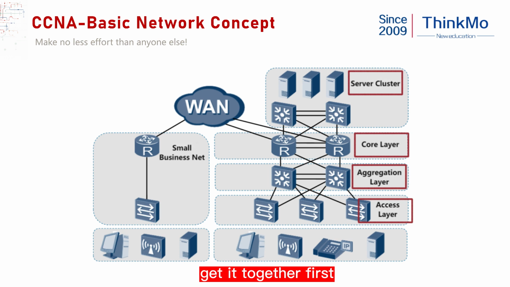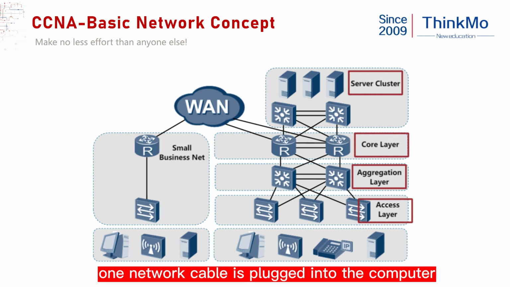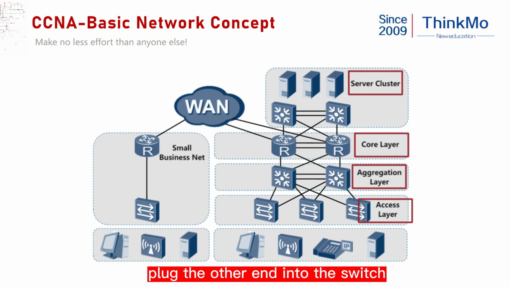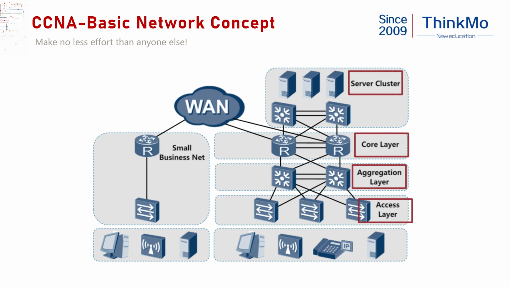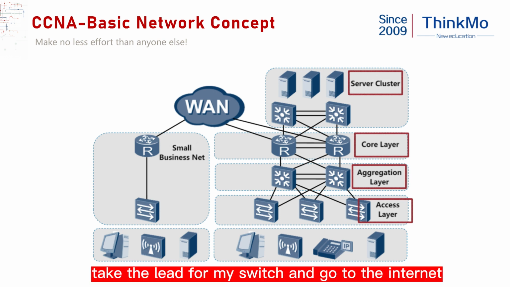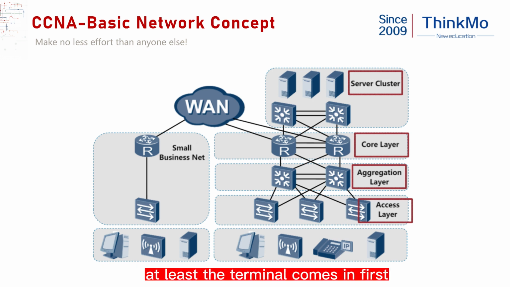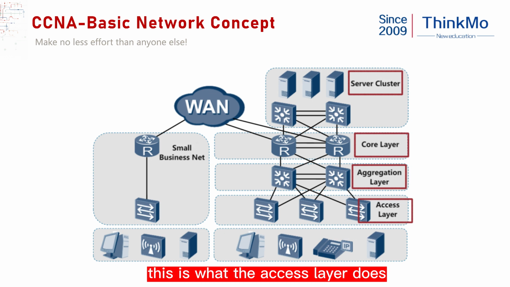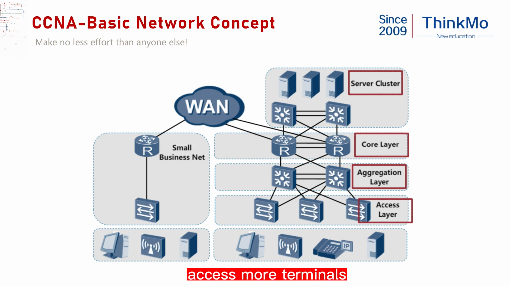Get them together first, then connect them to an access switch. One network cable is plugged into the computer, and the other end is plugged into the switch. Just hook it up first. Later, my data traffic will go out from my switch to the internet. At least the terminal comes in first. This is what the access layer does: access more terminals. That's its mission.